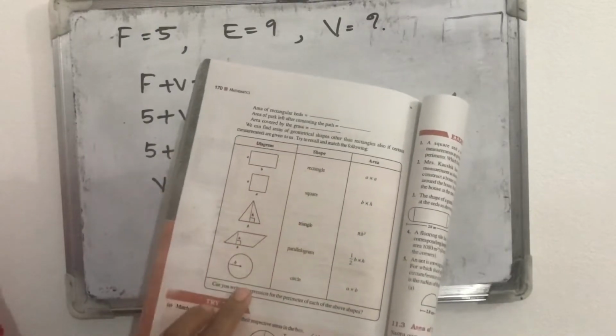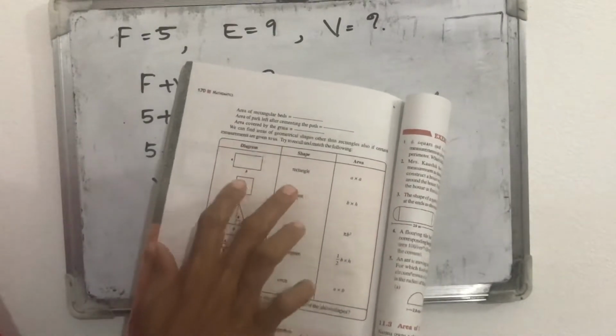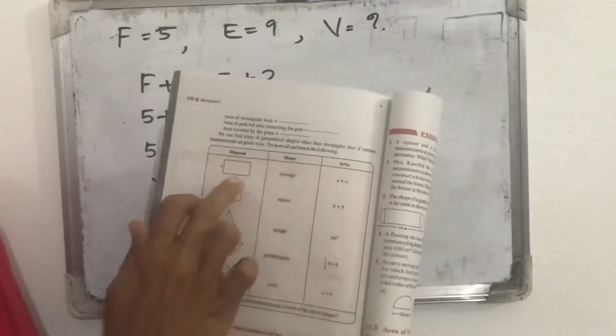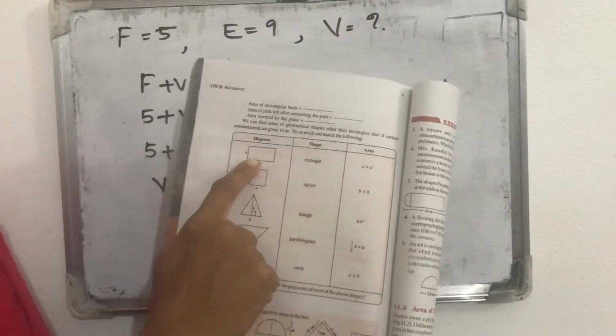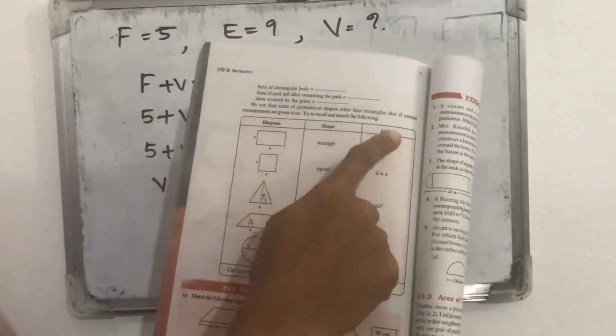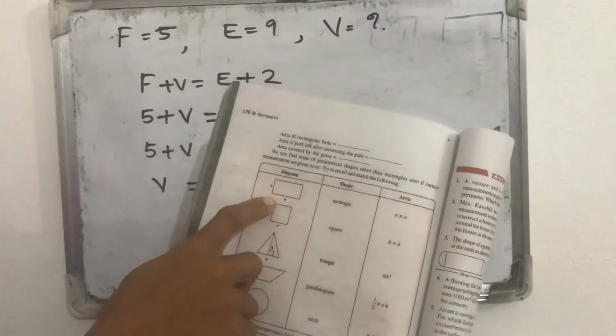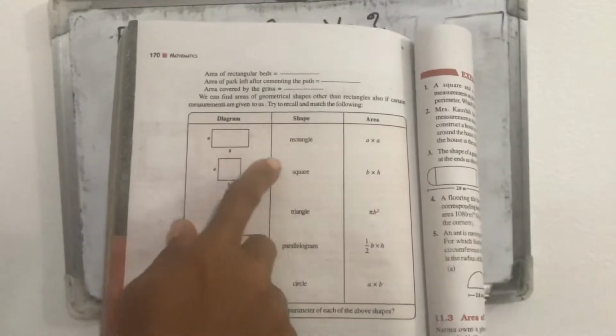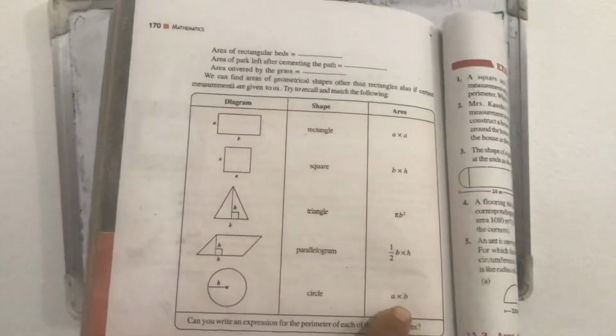Different shapes are given, and we know their names and their areas. We want to match the following, as it is not given to us correctly. The first one is a rectangle. Which equation is the area of a rectangle? If the length is given as B and the breadth is given as A, its area will be A into B.